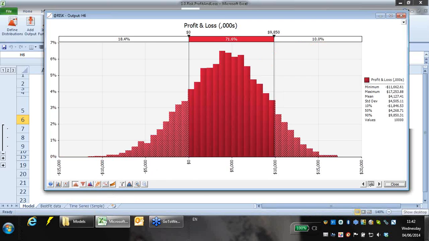So at its most elementary, that's what @RISK does. We take a model, we replace the uncertainty in that model with probability distributions. They help us to capture that uncertainty. We run a simulation and then we look at the results. But there's lots more that we can do with it besides.